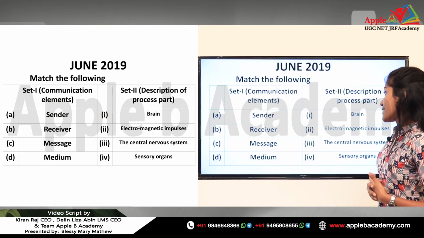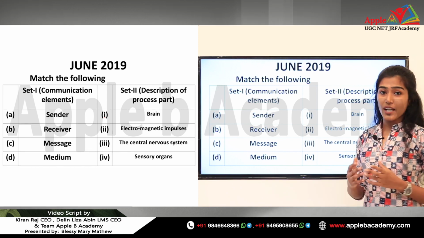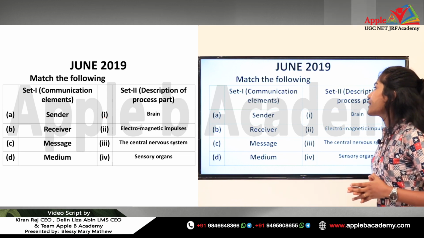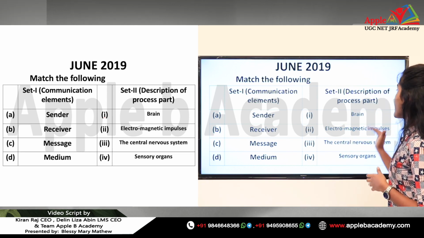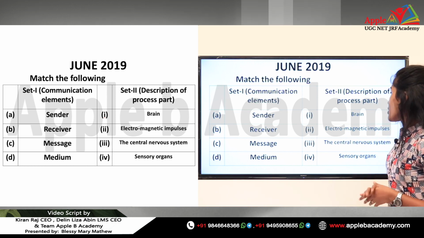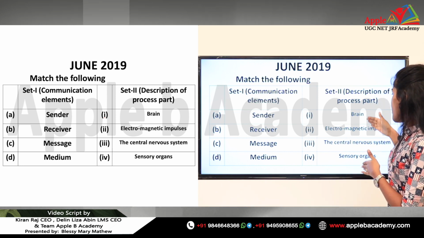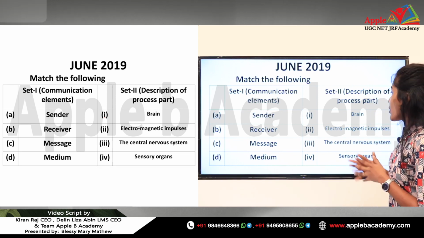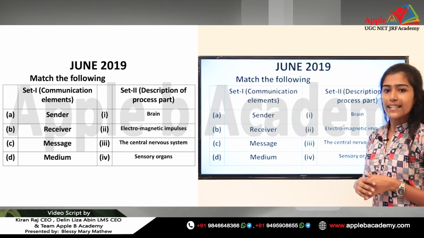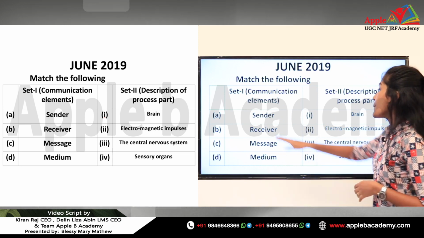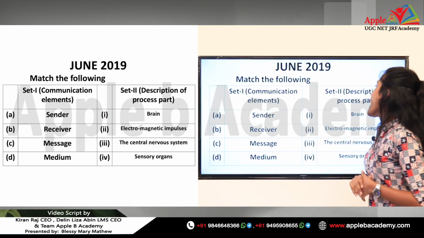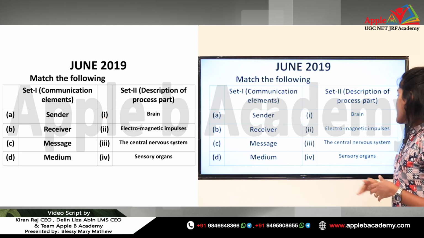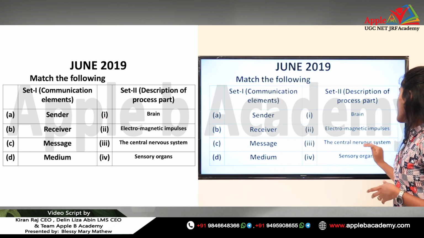Now you have another interesting question that was asked in June 2019 and it is a match the following question. So the set 1 is having the communication elements and the set 2 is having the description of the process part. So here you have the set 2 which comprises of the various things that is there in our body and also that is equated with the elements in communication. So the set 1 is having sender, receiver, message and medium, and set 2 is having brain, electromagnetic impulses, the central nervous system and the sensory organs.